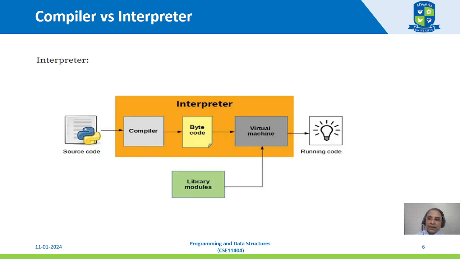Now, in the case of Python, the source code is converted into the bytecode by the compiler, then this bytecode is further converted to the running code or executable code by the Python virtual machine, and the library modules, whatever is required, are included with this. I hope the concept is very clear to all of the students, that Python is both compiling as well as interpreting. This Python virtual machine interprets the bytecode line by line, and that's when the program gets executed. So it is both a compiler and interpreting language.